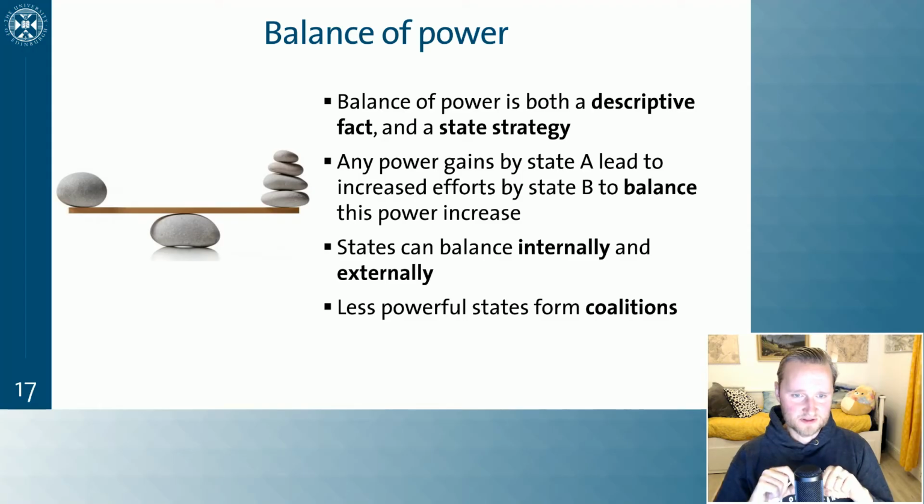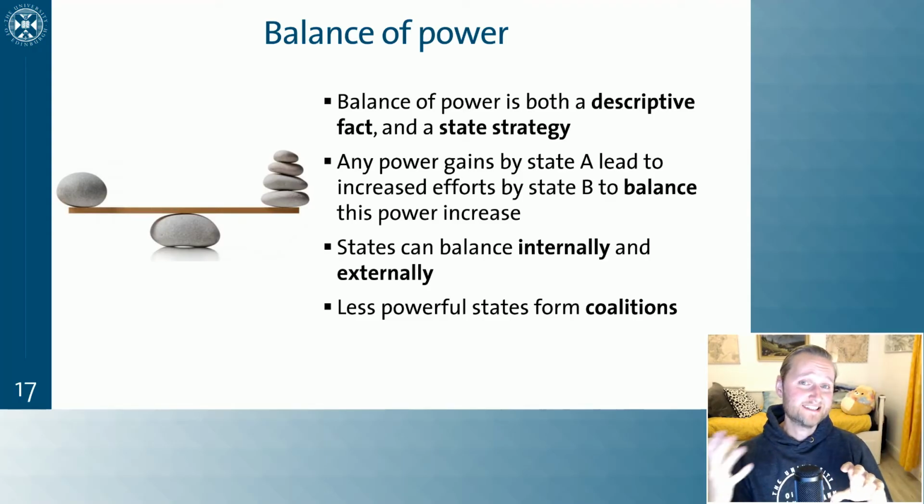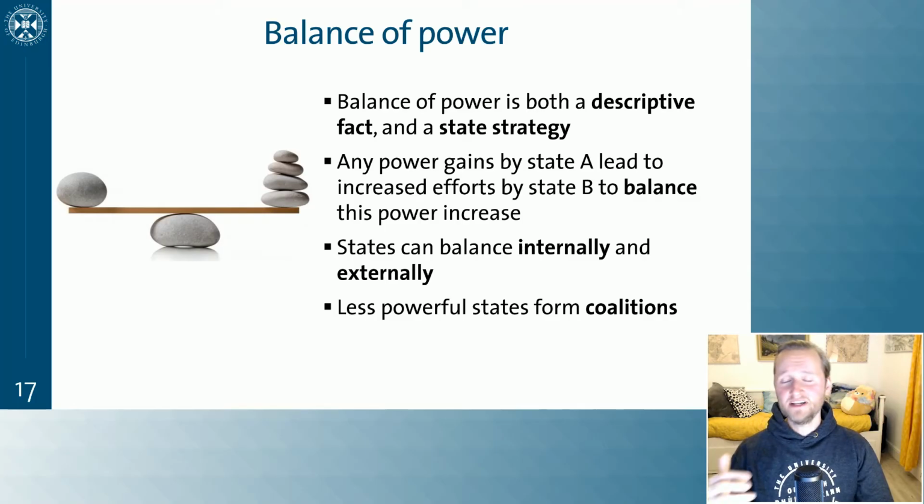Sometimes though, and that is what the graphic is implying here, you can balance externally. So you might have one very powerful actor, and then you might have several less powerful actors banding together to balance against that. So imagine you have the US on one side, and you have an alliance of the European Union and Russia and China on the other, right? To balance against them. And that is a strategy that we would expect weaker, less powerful states to pursue against the stronger state.